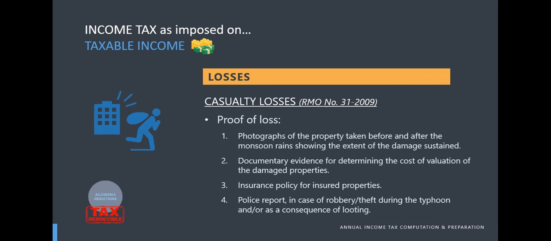Next, proof of loss. Another requirement for casualty losses: the taxpayer must obtain or provide photographs of property taken before and after the monsoon rains, showing the extent of the damage sustained. So, in case there is a warning of typhoons, it seems that the taxpayer must take a photograph of the property at that time.